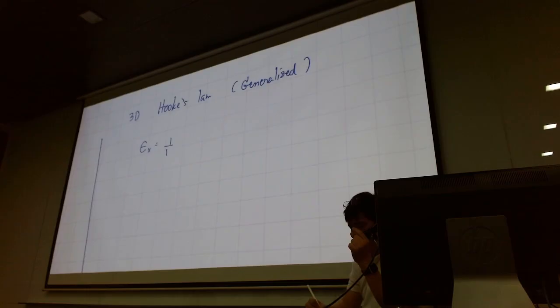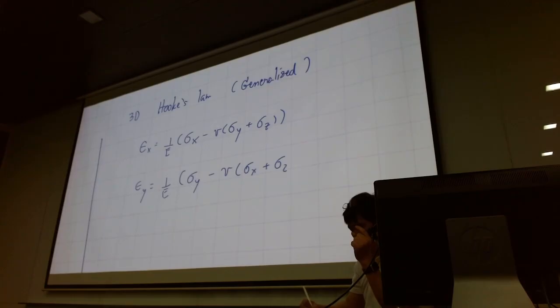it would be 1 over elastic modulus, stress in the x, minus the Poisson ratio, stress in the y, stress in the z. And we do this in all axes. So this would be strain in the y: Poisson ratio, stress in the x, stress in the z. And strain in the z: 1 over elastic modulus, stress in the z, Poisson ratio, stress in the y, stress in the x.